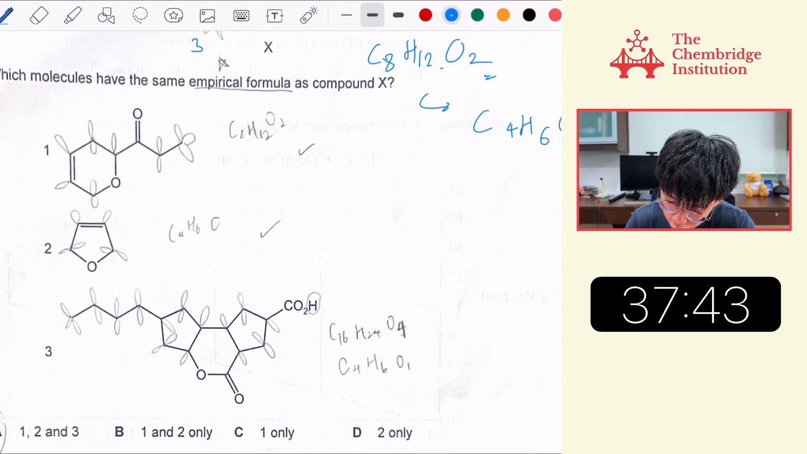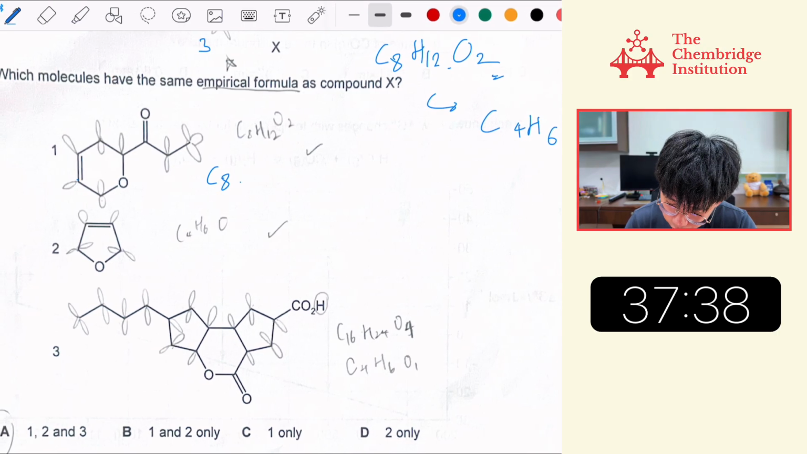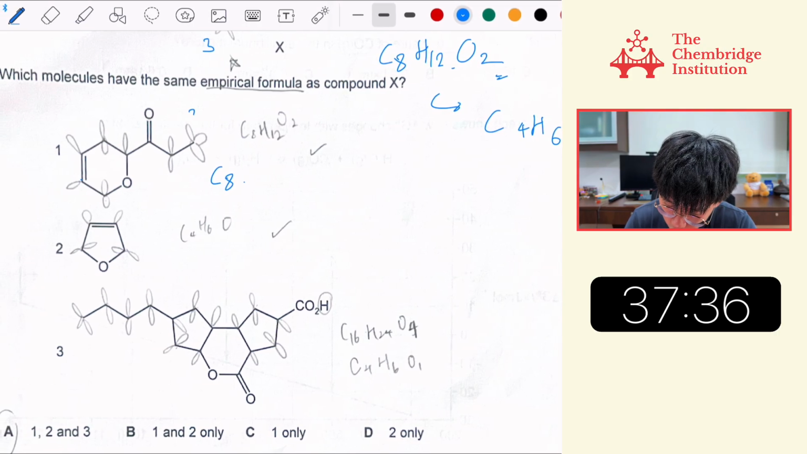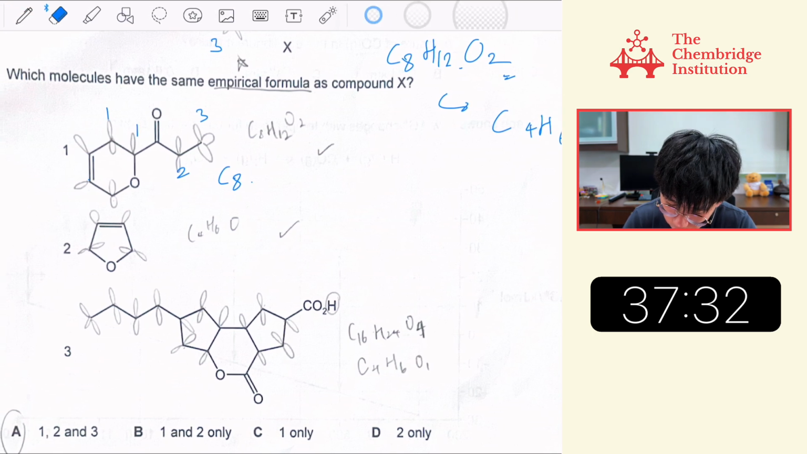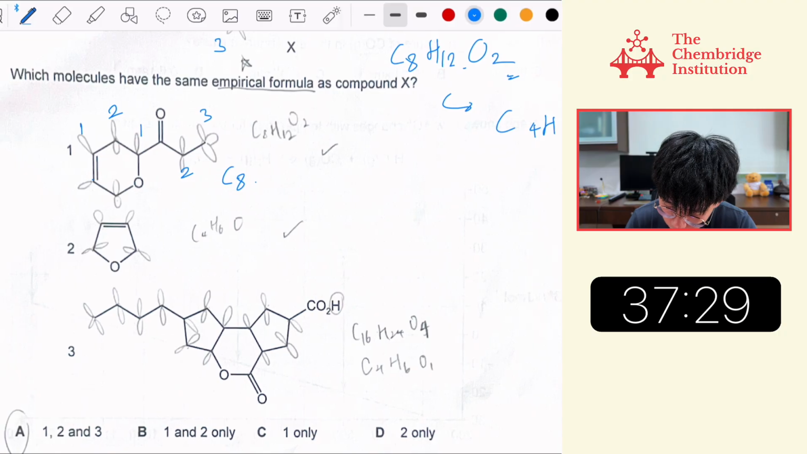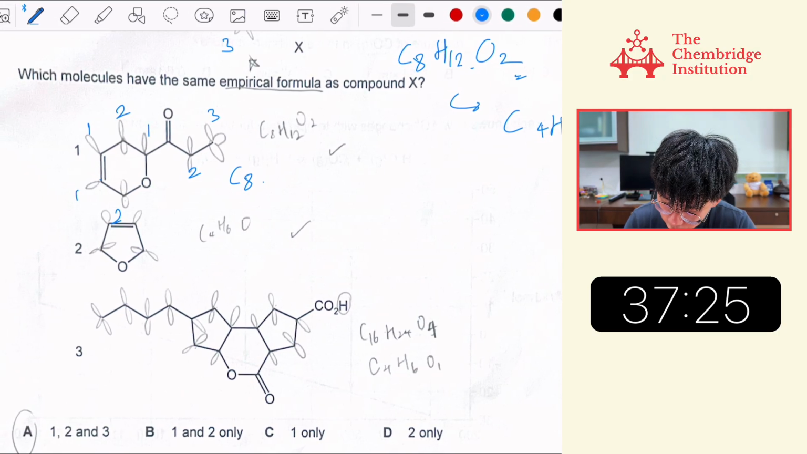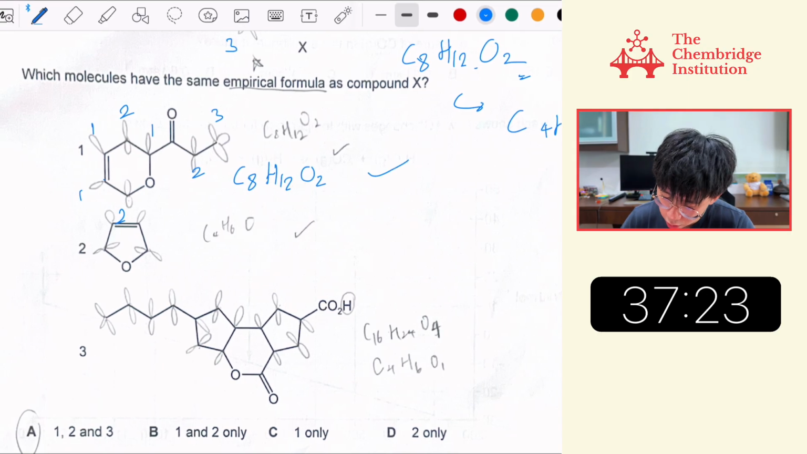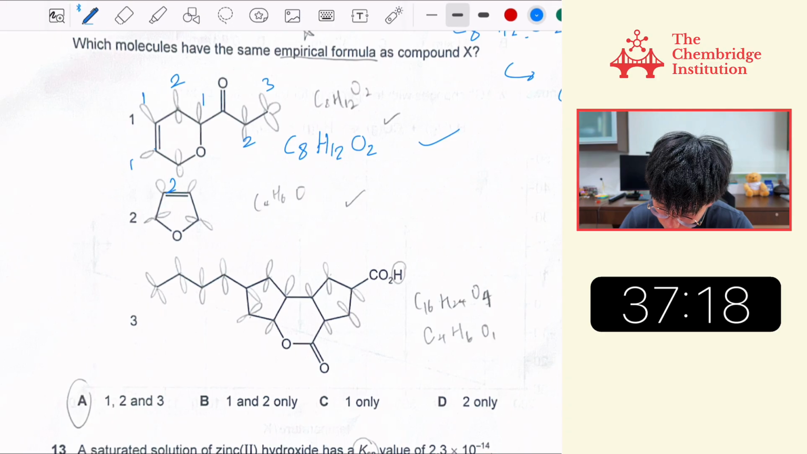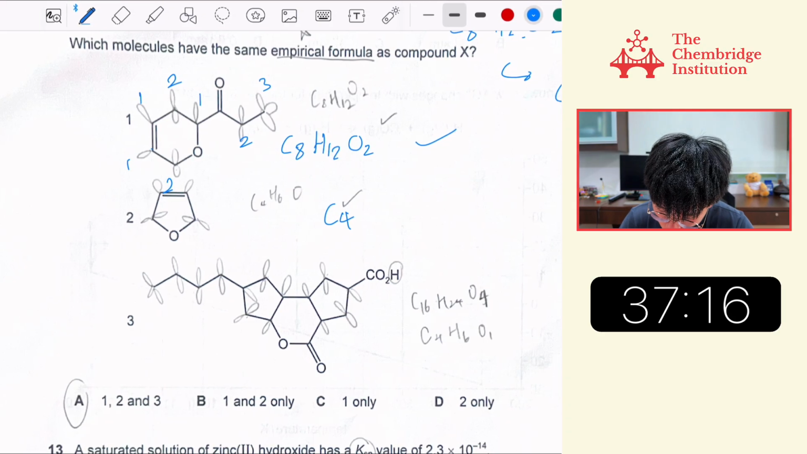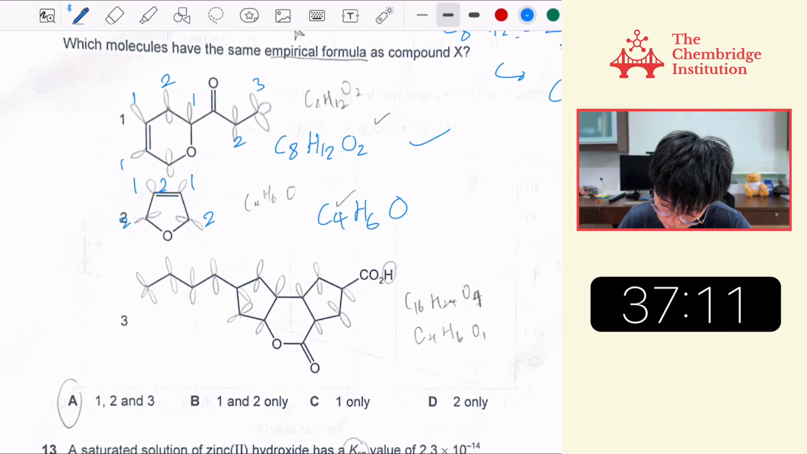So this is 1, 2, 3, 4, 5, 6, 7, 8. This is 8 carbons. And then there's 3, 2, 1, 1. Oh no, sorry, 2 here. 1, 1, 2. So this is just 5, 6, 10, 12, O2. Yep, this looks correct. Okay, for 2 over here, this is C4. And then there's 2, 1, 1, 2. So this is H6O. Yep, this looks correct as well.